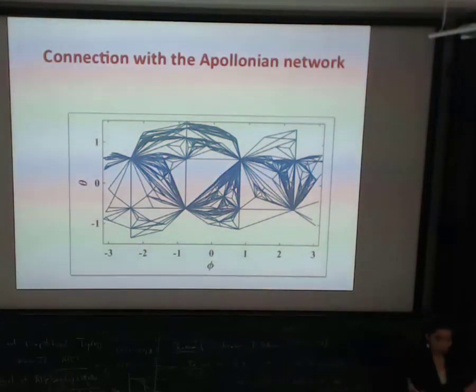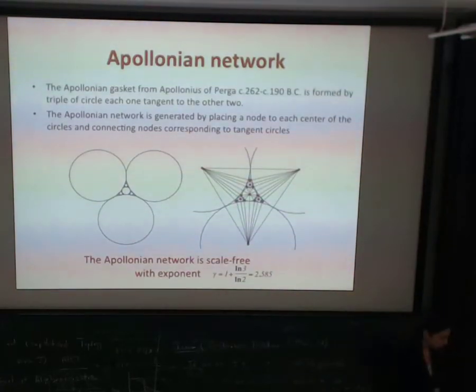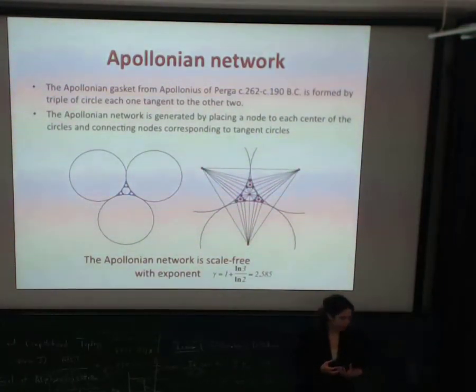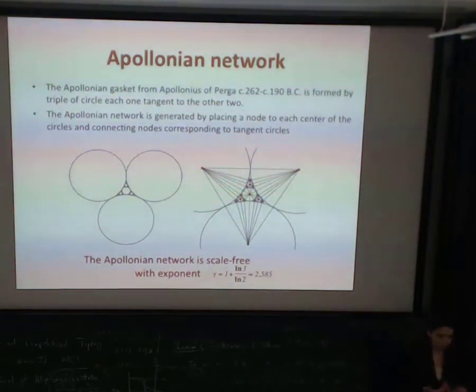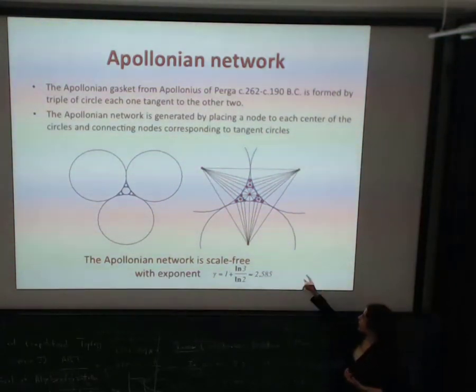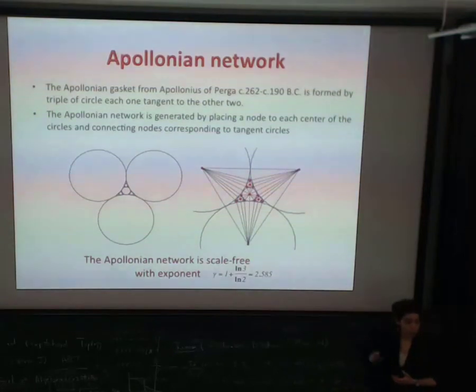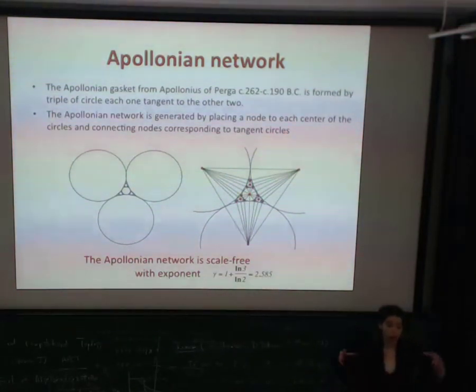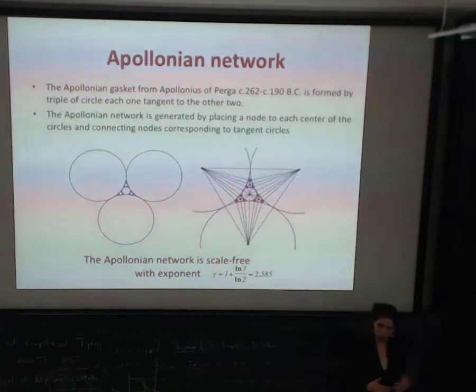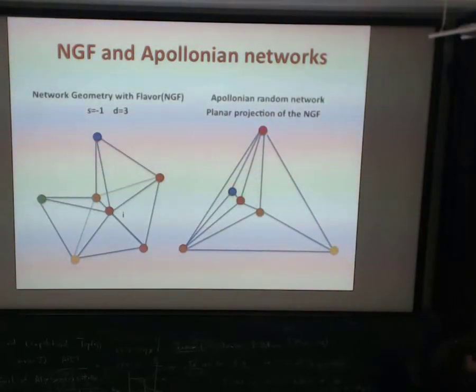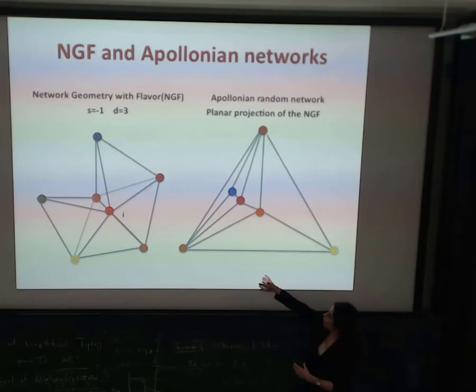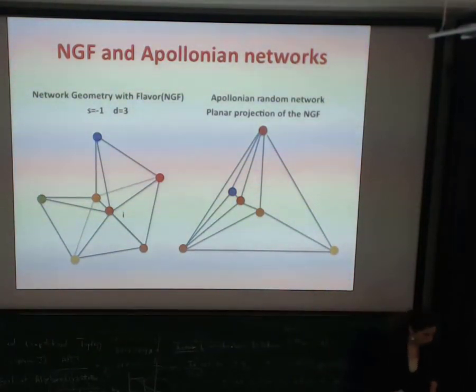actually the Apollonian network. So the Apollonian network is a network formed by starting from the Apollonian packing, in which the center of each circle is connected by a link. Each tangent circle is connected by a link. And in this way, you construct this Apollonian network, which is known to be a scale-free network with a given exponent gamma. So here, our construction constructs a random Apollonian graph, because it's not growing in all directions simultaneously, but sequentially. So from this construction of simplicial complexes, you can project and you can find this Apollonian graph.